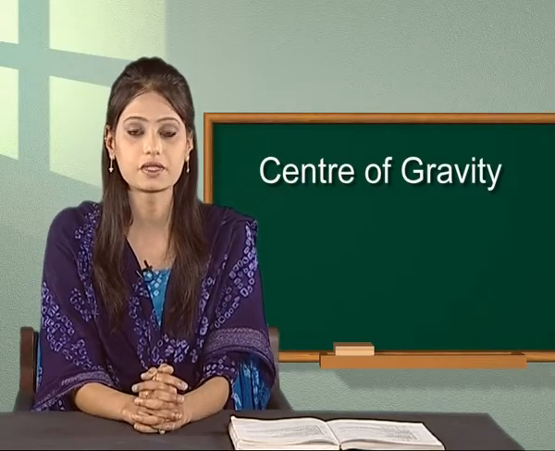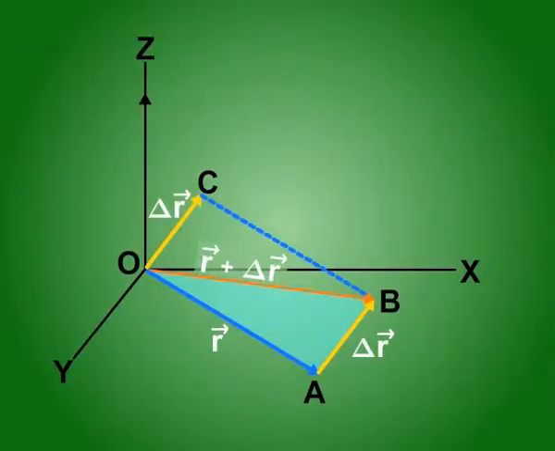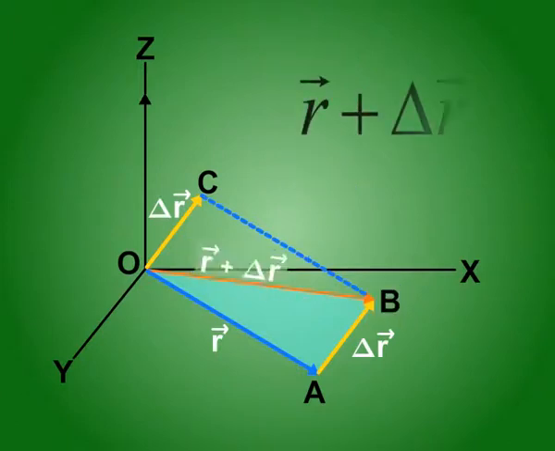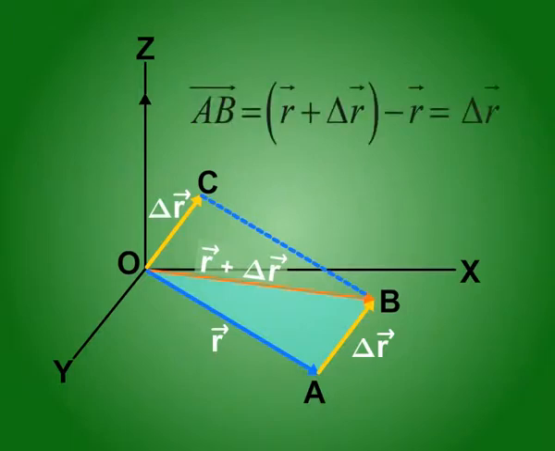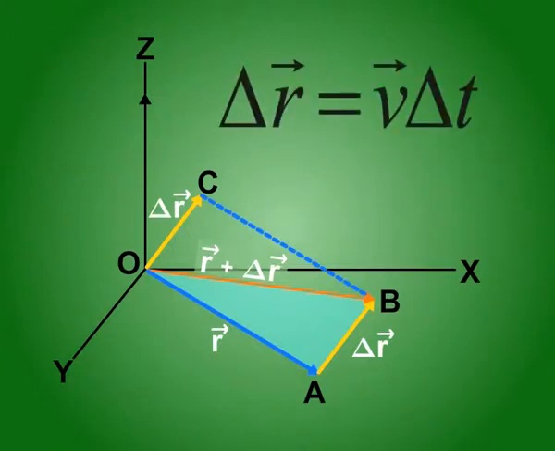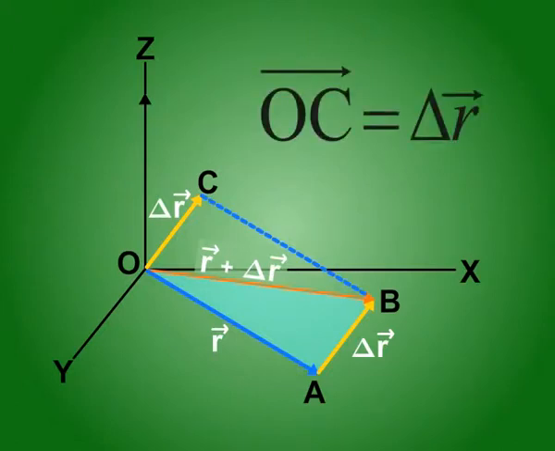Let us now derive this concept mathematically. Suppose that at any instant the particle is at the point A whose position vector is vector OA equal to vector r. After a small time interval delta t, it reaches the point B whose position vector is vector r plus delta vector r. Therefore, the displacement of the particle is given by vector AB equal to vector r plus delta vector r minus vector r, which is equal to delta vector r. If vector v is the velocity of the particle at the point A, then the small displacement covered in time delta t may be expressed as delta vector r is equal to vector v into delta t. Let OC be a line parallel and equal to AB, then vector OC is equal to delta vector r.